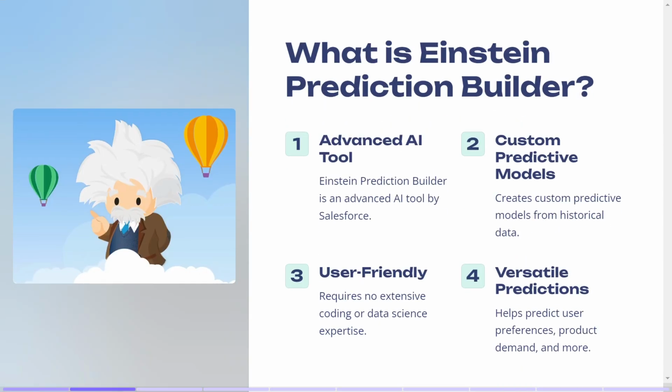So, let's start with the basics. Einstein Prediction Builder is an AI tool from Salesforce. It helps businesses create predictive models based on historical data. What does this mean? Essentially, the tool looks at your past data, things like customer behavior or sales trends, and makes predictions about what could happen in the future.